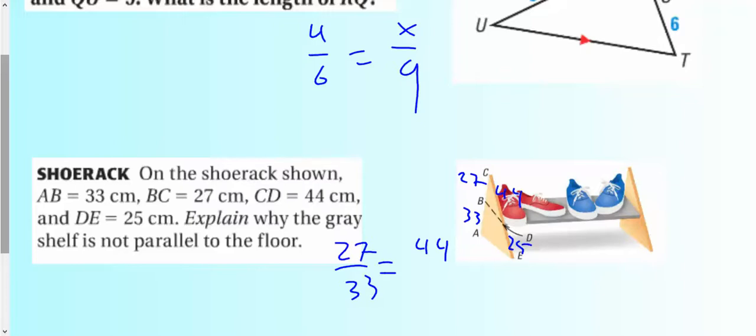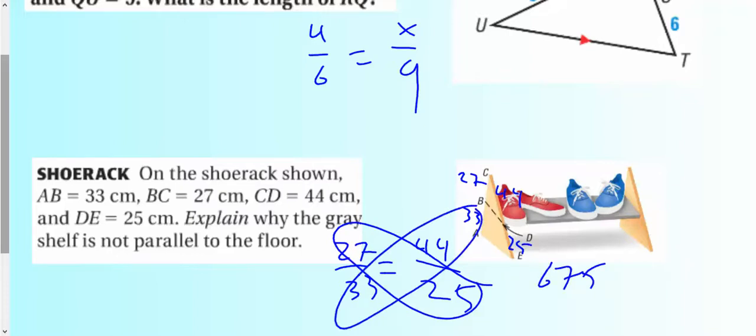I just want to make sure I have my numbers right here. CD is 44, DE is 25. And I would do the cross product, so 27 times 25, 675, and then 33 times 44 is 1452.